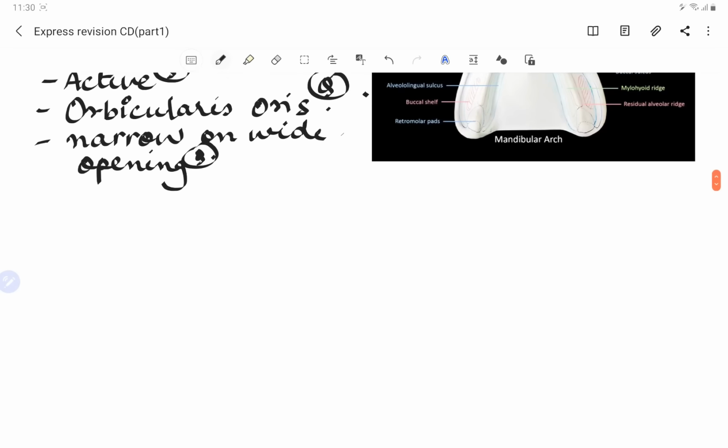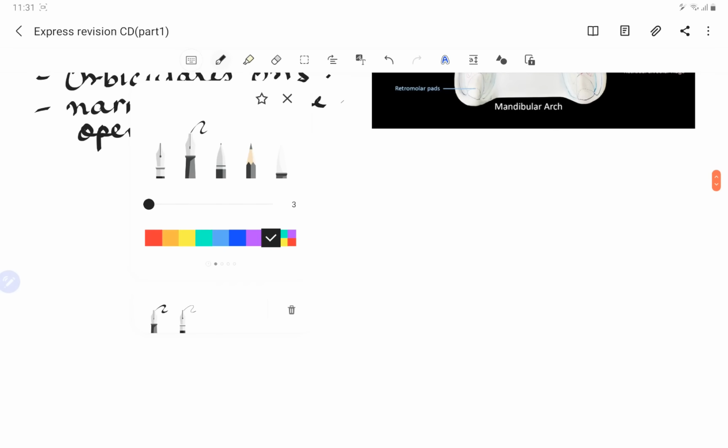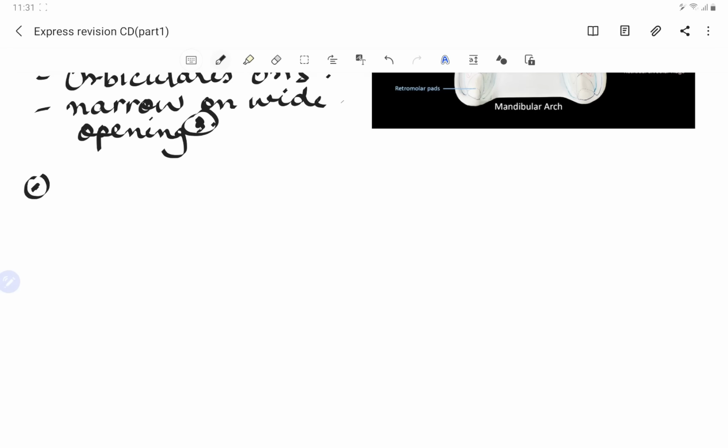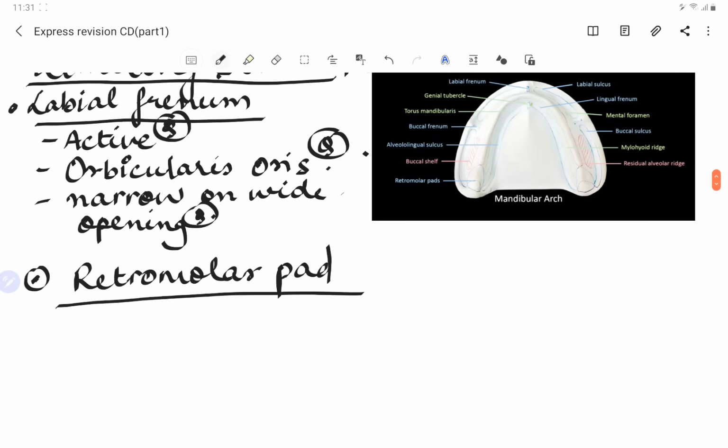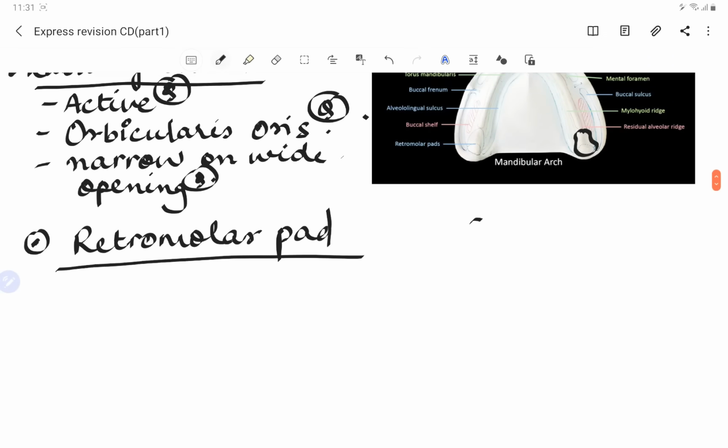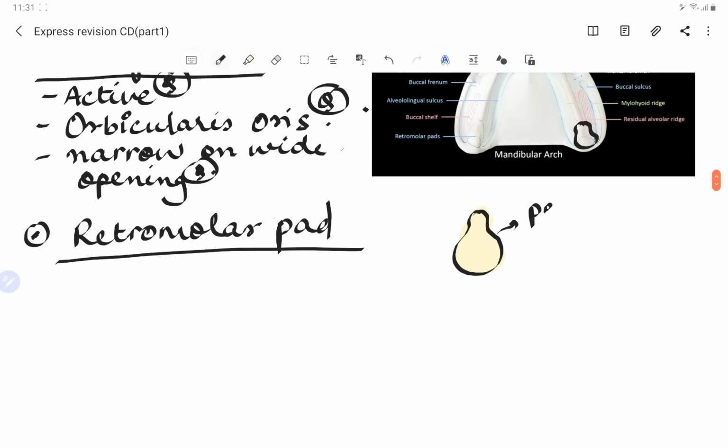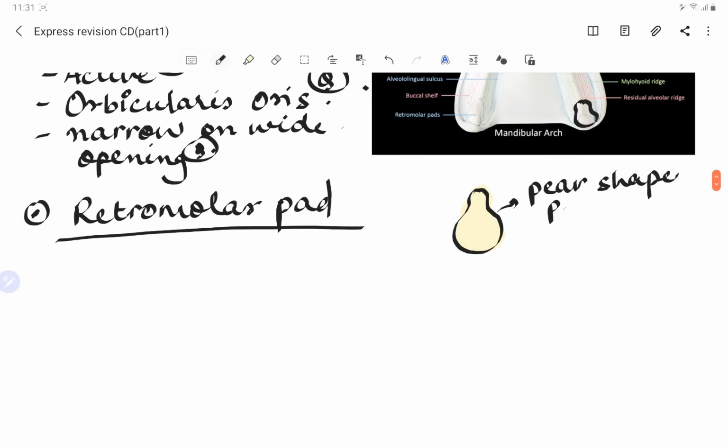Then we have got the retromolar pad, which is very important, which is a pear shaped pad. So retromolar pad, as you can see here, is a pear shaped pad, like this. This is our retromolar pad, which is known as pear shaped pad because the shape is pear.